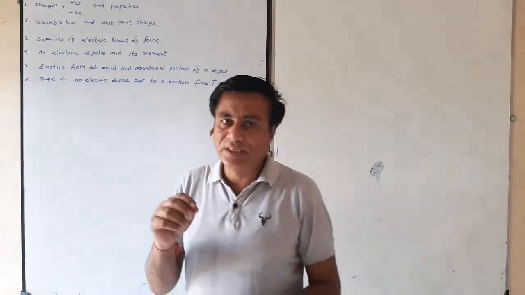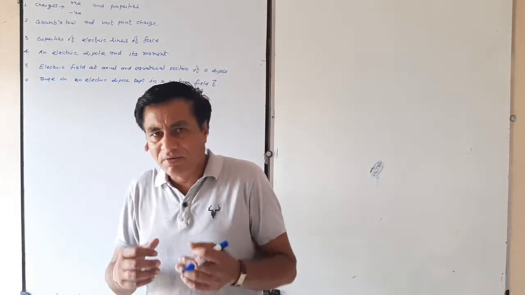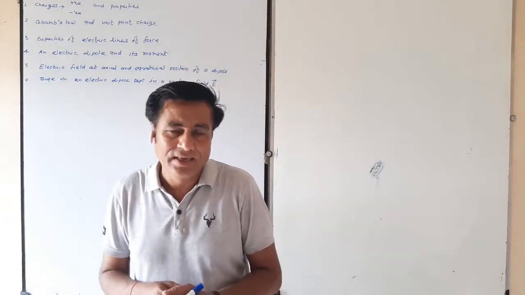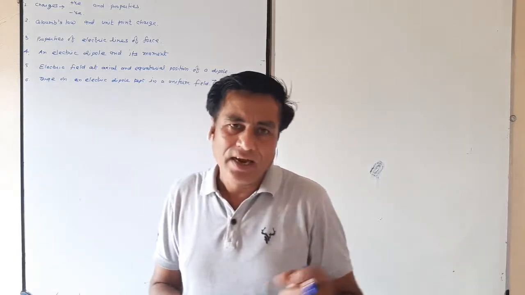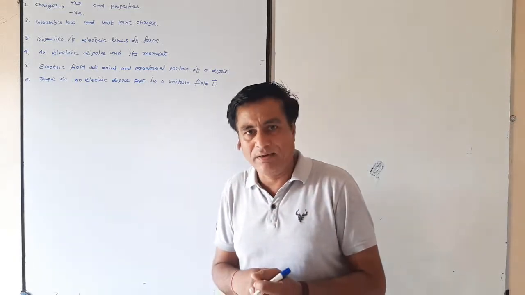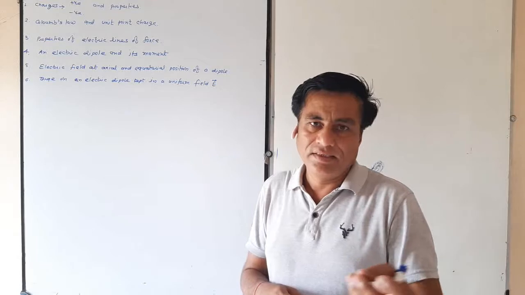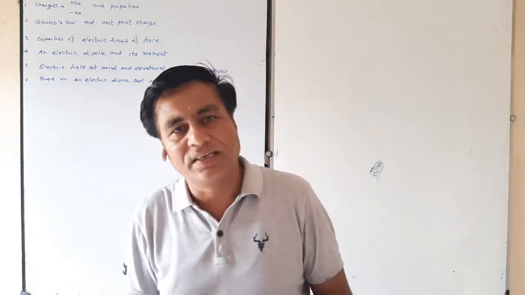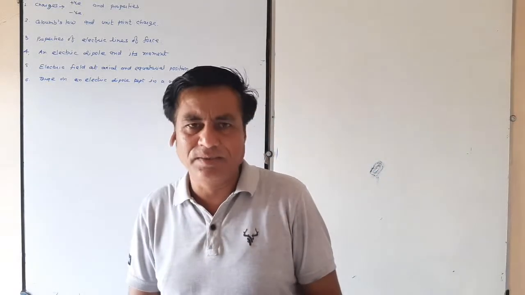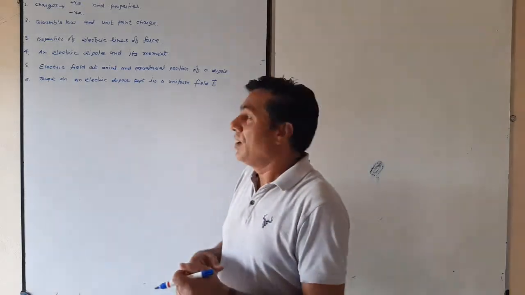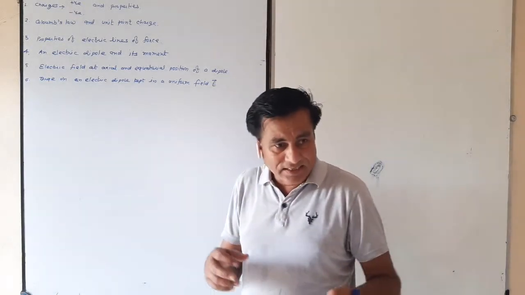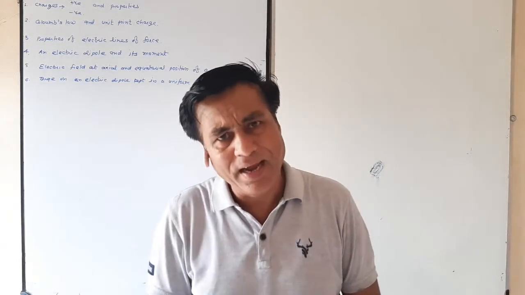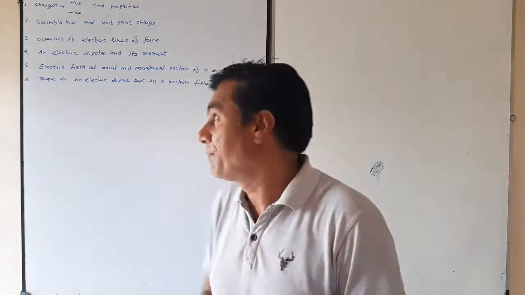The charge on a glass rod, for our convenience in electrostatics, is called positive charge, and on a plastic rod or ebonite rod it is known as negative charge. Means there are two types of charges, positive and negative. Like charges repel each other, and unlike charges attract each other.